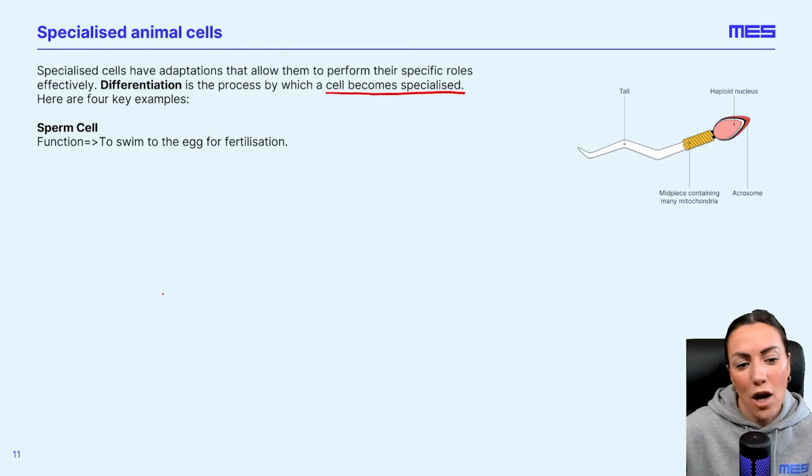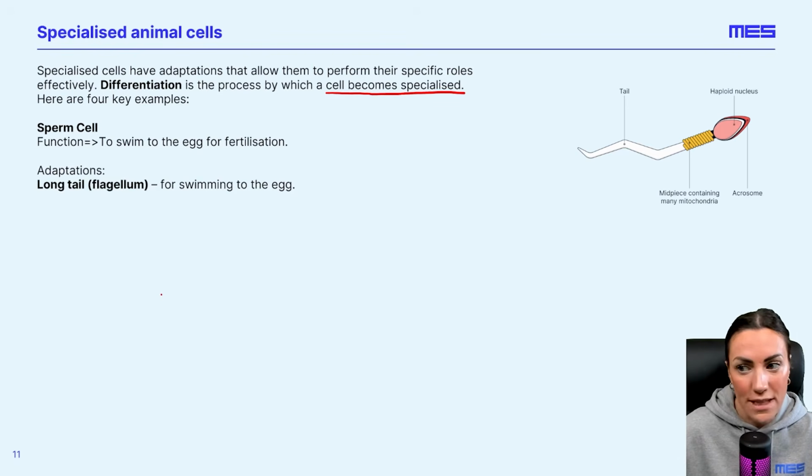So sperm cells are obviously produced by males. They're produced in the testes. They are a gamete or a sex cell. Their function is to swim towards the egg cell for fertilisation, where one sperm cell will fuse with the egg cell. They've got adaptations to help them perform this function.